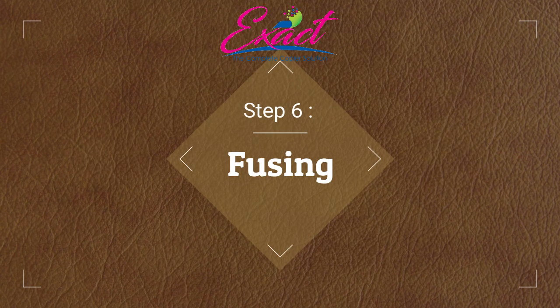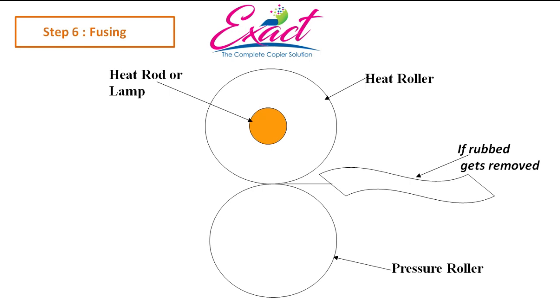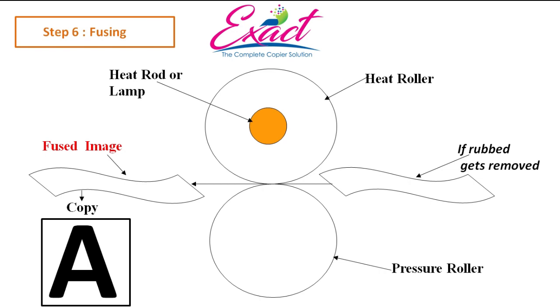Step 6. Fusing. The toner image transferred onto the paper from the photoreceptor, if rubbed, gets removed. The paper having the loose toner image on it is passed between the heat and pressure rollers. Because of the high temperature of the heat roller, the toner melts and gets into the pores of the paper. The pressure roller aids the same. Thus, the toner image gets permanently fixed onto the paper.